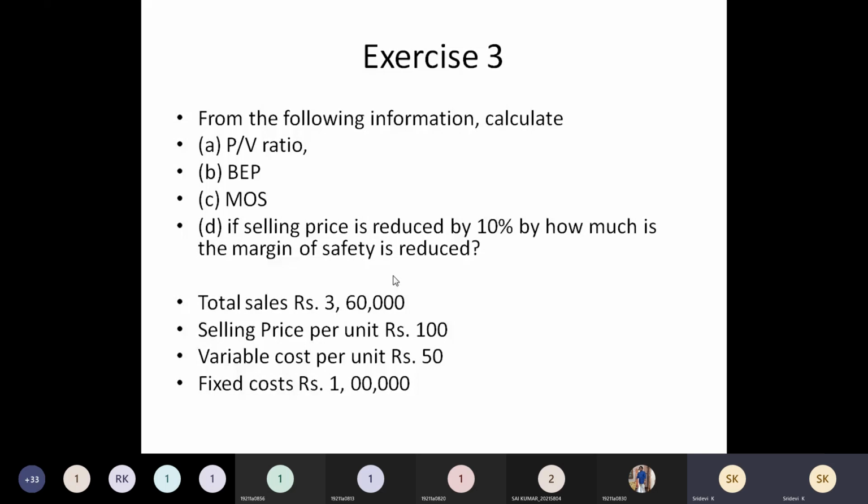And the last bit, the D bit, is when the selling price is reduced. How much is the margin of safety reduced? That you need to identify. Okay, this is the new thing that you have to calculate. I think you can do the PV ratio, BEP and MOS on your own. But anyhow, I will give you a glance how to do that. Let us see how to do this.